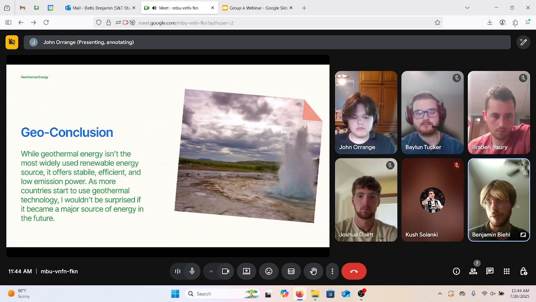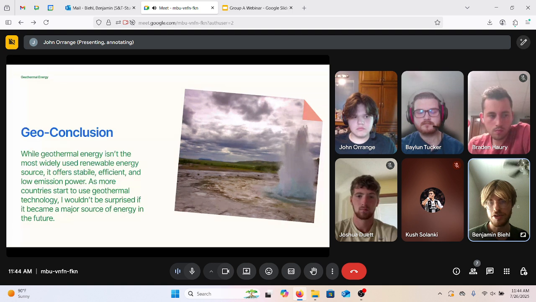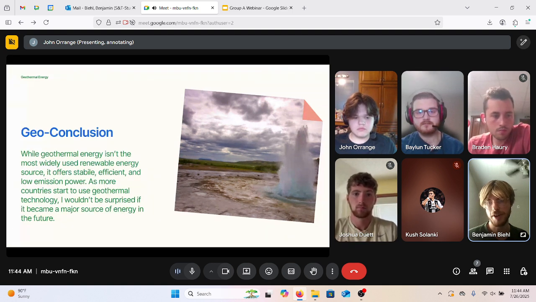Yeah, so in conclusion, geothermal energy isn't the most widely used renewable energy source, but it does offer stable, efficient, and low emission power. As more countries start to use geothermal energy technology, I wouldn't be surprised if it became a major source in the future as time goes on.